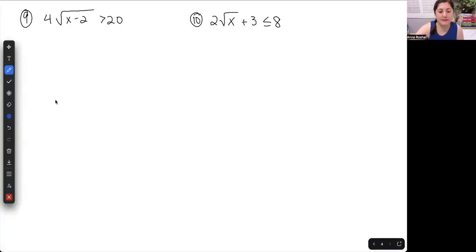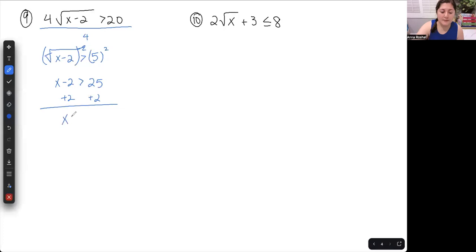So let's go ahead and take a look at this. I know I need to get my radical on its own. We're going to divide both sides by 4. I'm going to end up with x minus 2 is greater than 5. I'm then going to square both sides. So I have x minus 2, where the radical and the square cancel each other out, is greater than 25. Add 2 to both sides, and I'm left with x is greater than 27.